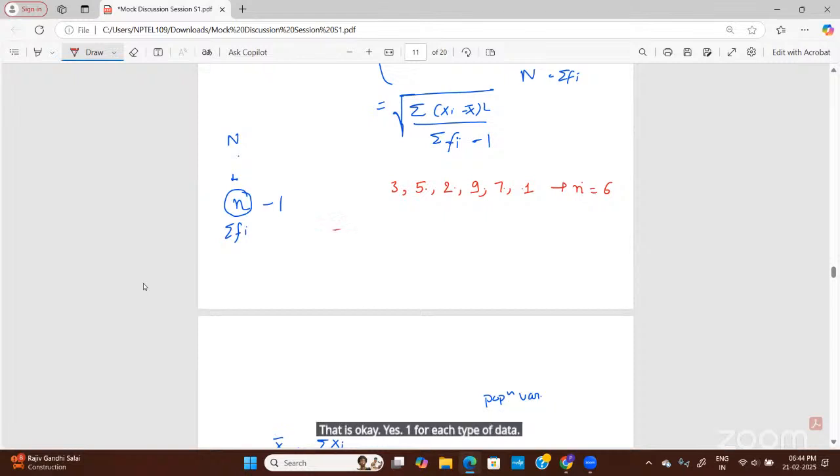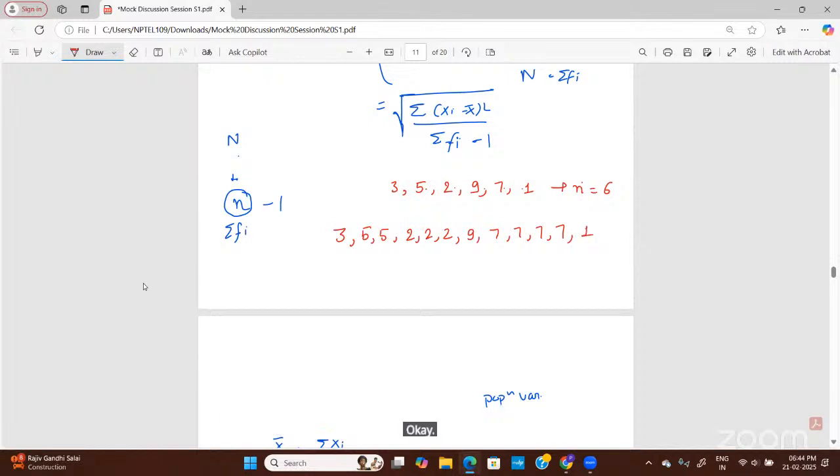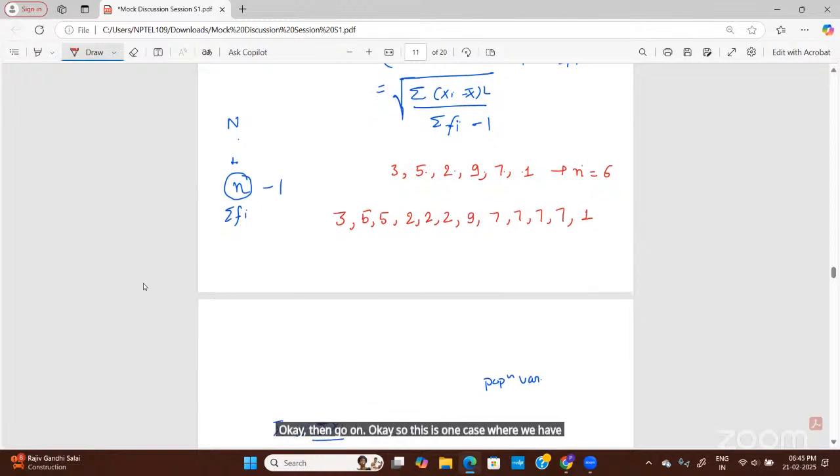Now next we take suppose 3. Then 5, 2 times. Then 2, suppose 3 times. Then suppose 9, 1 time. Then suppose 7, 4 times. Then 1. So this is one case where we have frequencies attached with it.